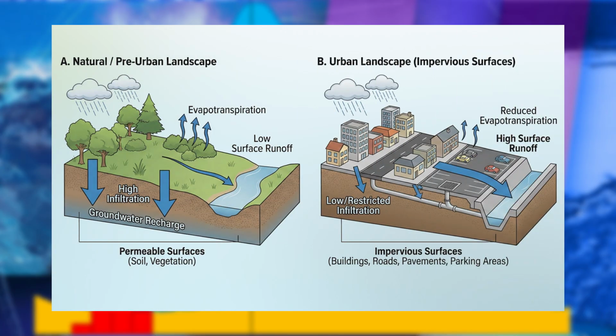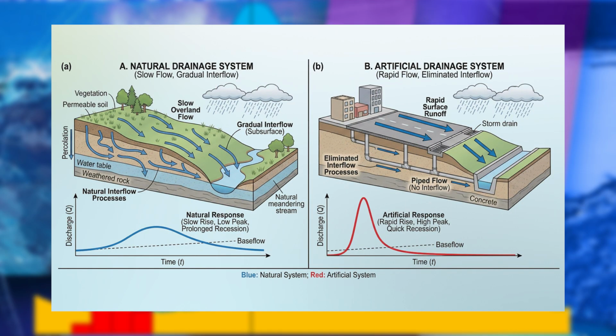Now, urbanization. Urban development increases the portion of impervious surfaces such as buildings, roads, pavements and parking areas. These surfaces restrict infiltration and reduce surface retention. As a consequence, surface runoff increases and the drainage system becomes more efficient and faster. Peak discharge becomes higher and occurs earlier. Artificial drainage networks replace slower natural flow paths, eliminating gradual interflow processes. Compared to pre-urban conditions, post-urban hydrographs are sharper, quicker and more intense.